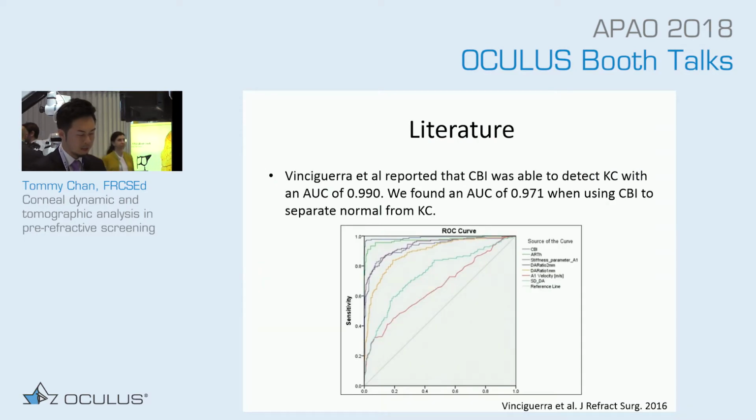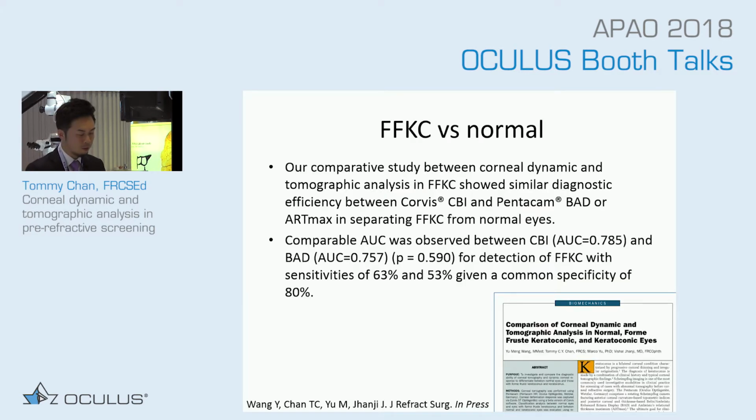And how about the literature? The CBI has been reported to have a high capability to diagnose keratoconus from normal, with an AUC of 0.99. In our previous study, we also found a similar AUC. But how about for the forme fruste cases? Michelle, the previous speaker, has told us that our result shows a quite good AUC, with a comparable, non-significant difference in AUC between the CBI and the BAD. So we find that biomechanical values can have a similar diagnostic capacity compared to tomographical values in those cases with subclinical or forme fruste keratoconus.